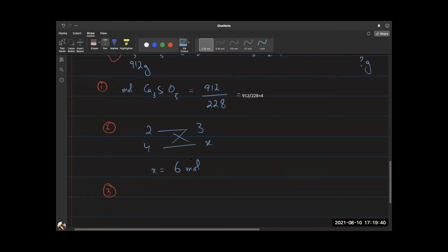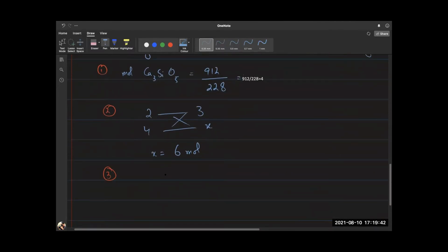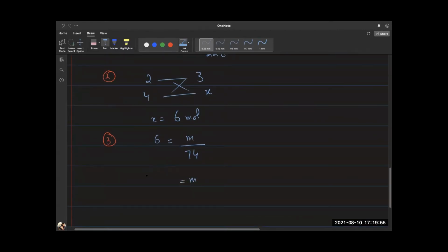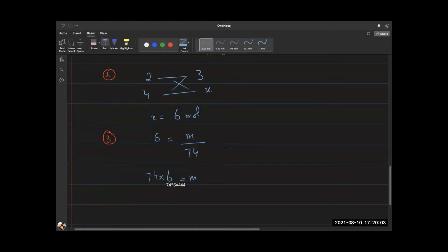So we have 6 moles of calcium hydroxide made. So that means you have mole equals mass over MR. So mole is 6, mass is unknown, and MR is 74. Okay. So mass comes out to be 74 times 6, which we can easily calculate. 74 times 6 equals 444 grams. And that's our answer. 444 grams.